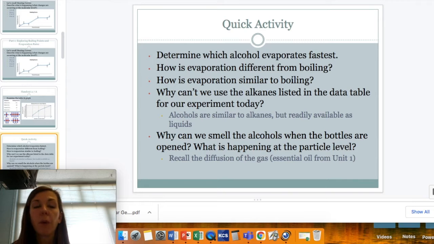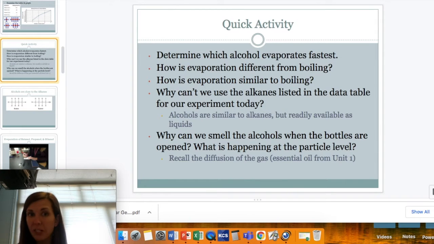Okay, so what we're going to do is a quick activity to determine which alcohol evaporates fastest. So how is evaporation different from boiling? How is evaporation similar to boiling? Why can't we use the alkanes in the data table for our experiment? So the reason is that alkanes are all gases. And so alcohols are very similar to alkanes, but they are liquids, and so we can watch them evaporate easier.